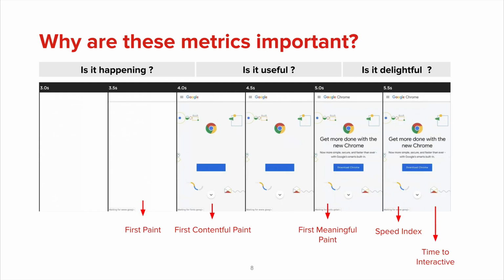So why are these metrics important? Why are we capturing things that we believe are important to our customers? The Google team has a rubric that defines all of the UX metrics and all the performance metrics into three categories. Number one, is it happening? Number two, is it useful? And number three, is it delightful? Depending on which experience you're trying to optimize, specific metrics can help you do that better.